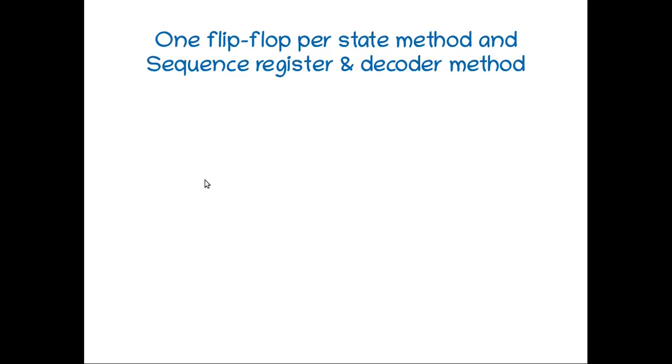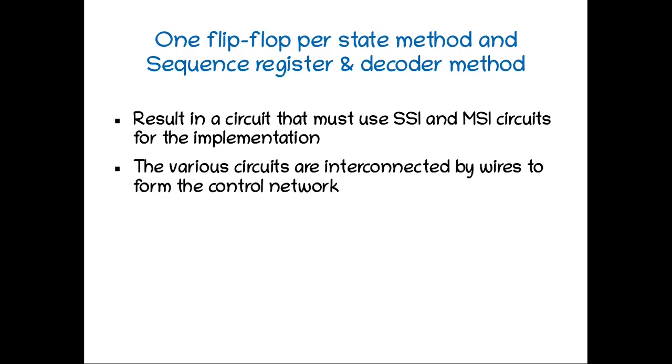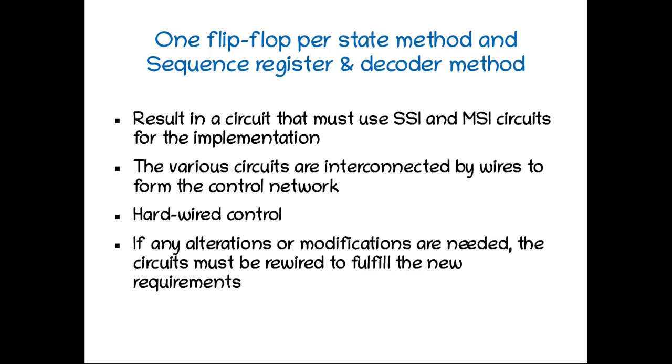The one flip-flop per state method and the sequence register and decoder method will result in a circuit that must use SSI, small scale integration, and MSI, medium scale integration, circuits for the implementation. The various circuits are interconnected by wires to form the control network. So this will form a hardwired control. If any alterations or modifications are needed, the circuits must be rewired to fulfill the new requirements.